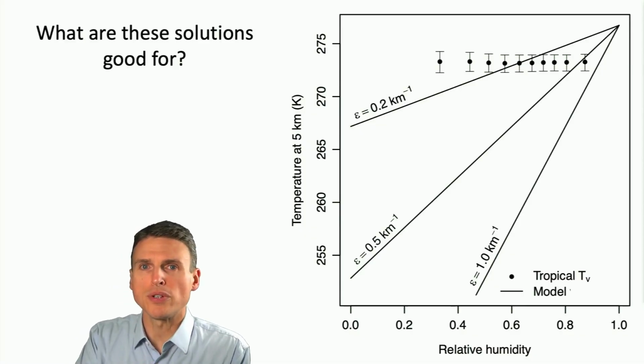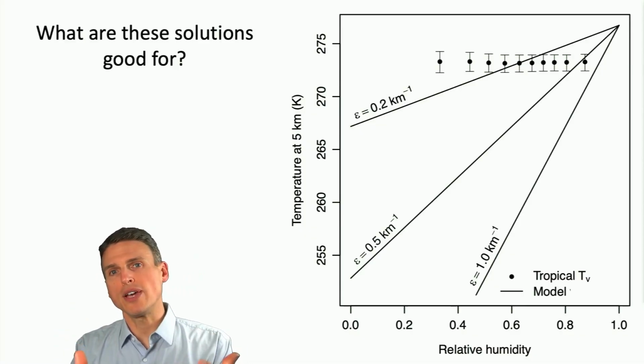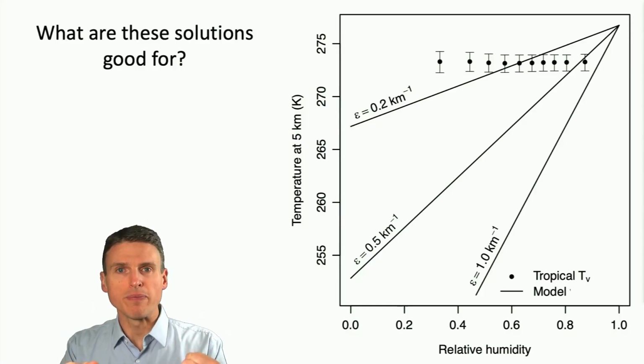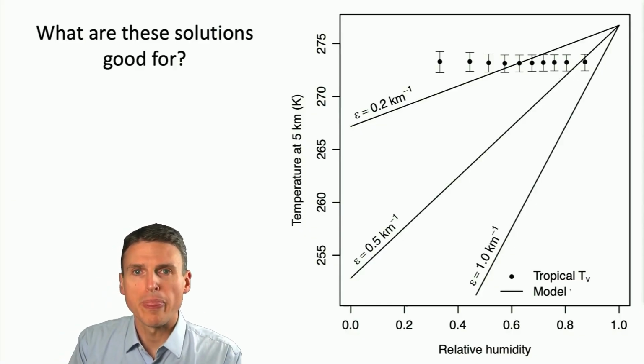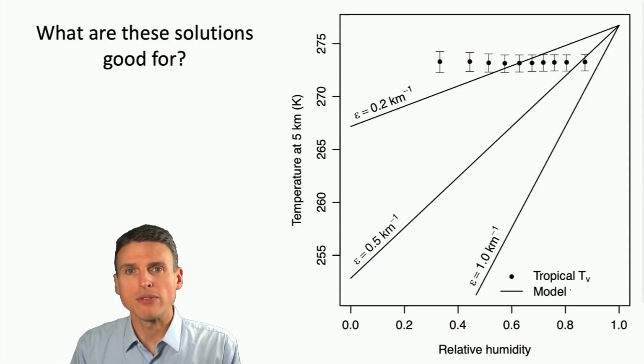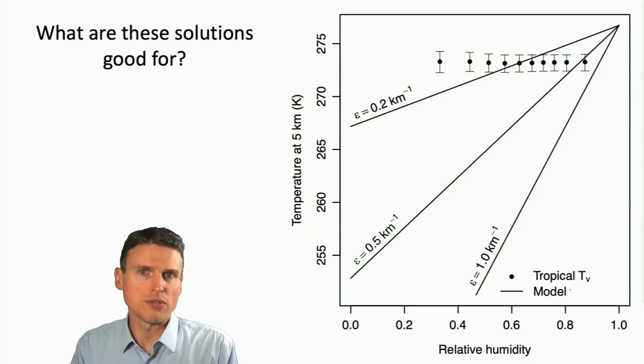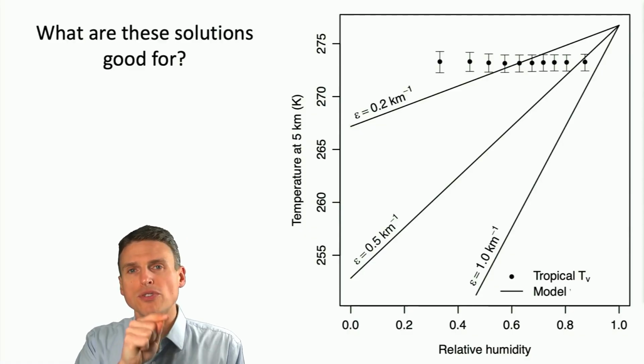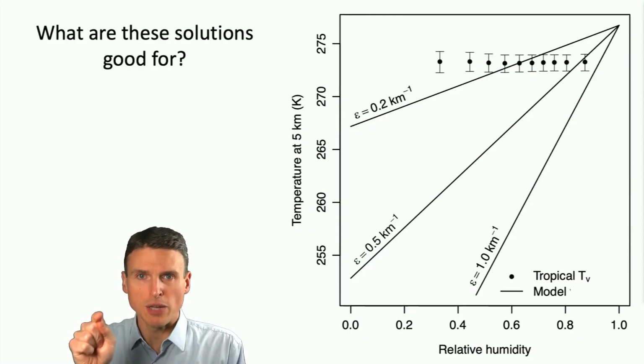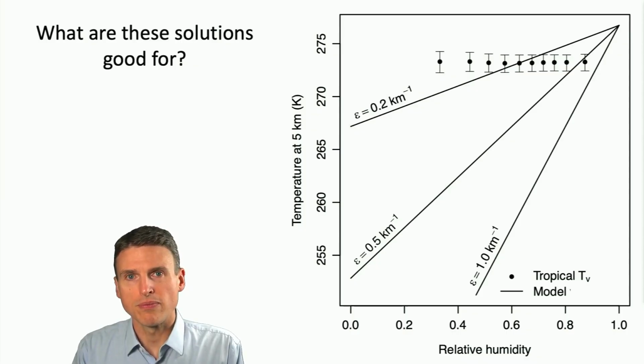What happens in the real world is that where you have convection, that's what's setting the temperature at 5 kilometers. Elsewhere, where you don't have convection and you have larger variations in relative humidity, the temperature is still pegged to the value established by the convection.